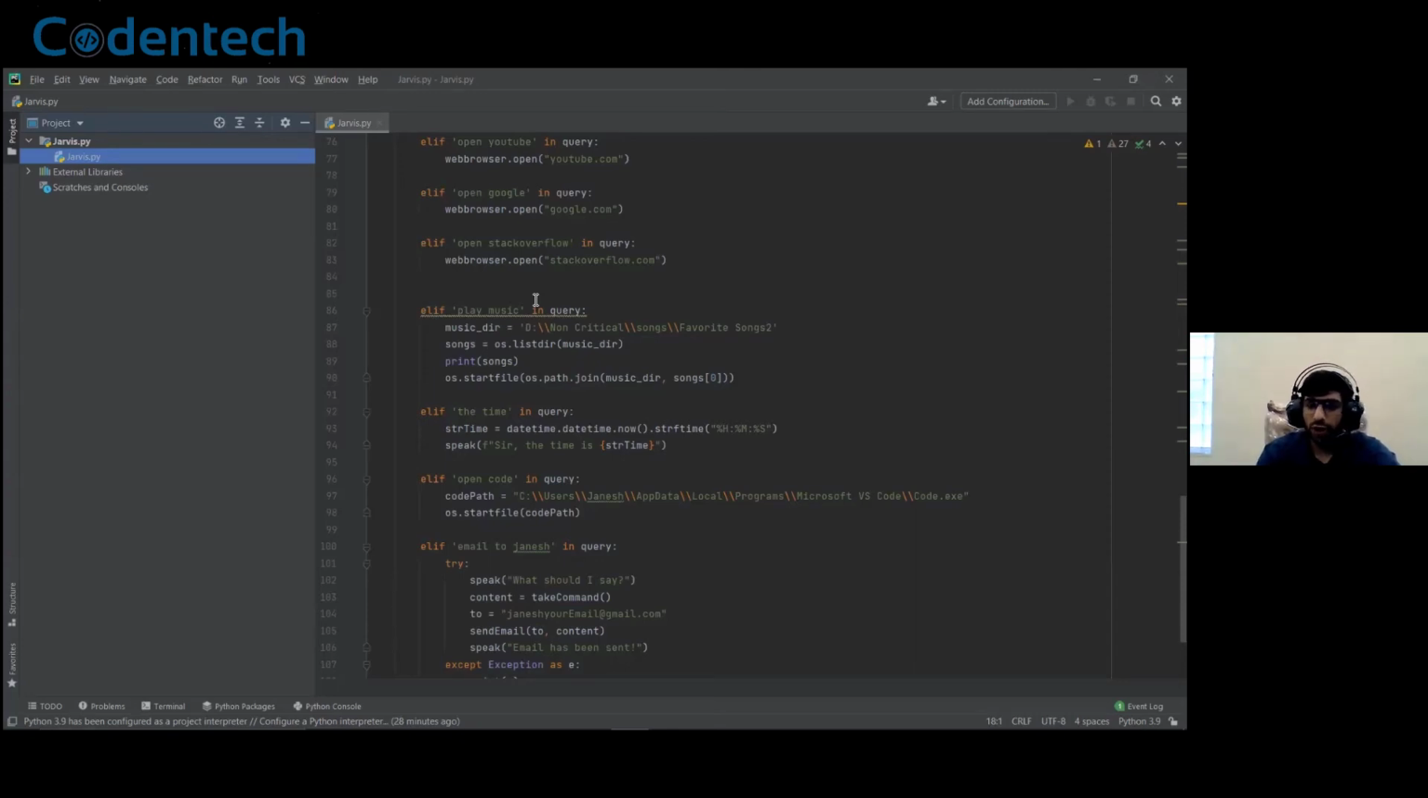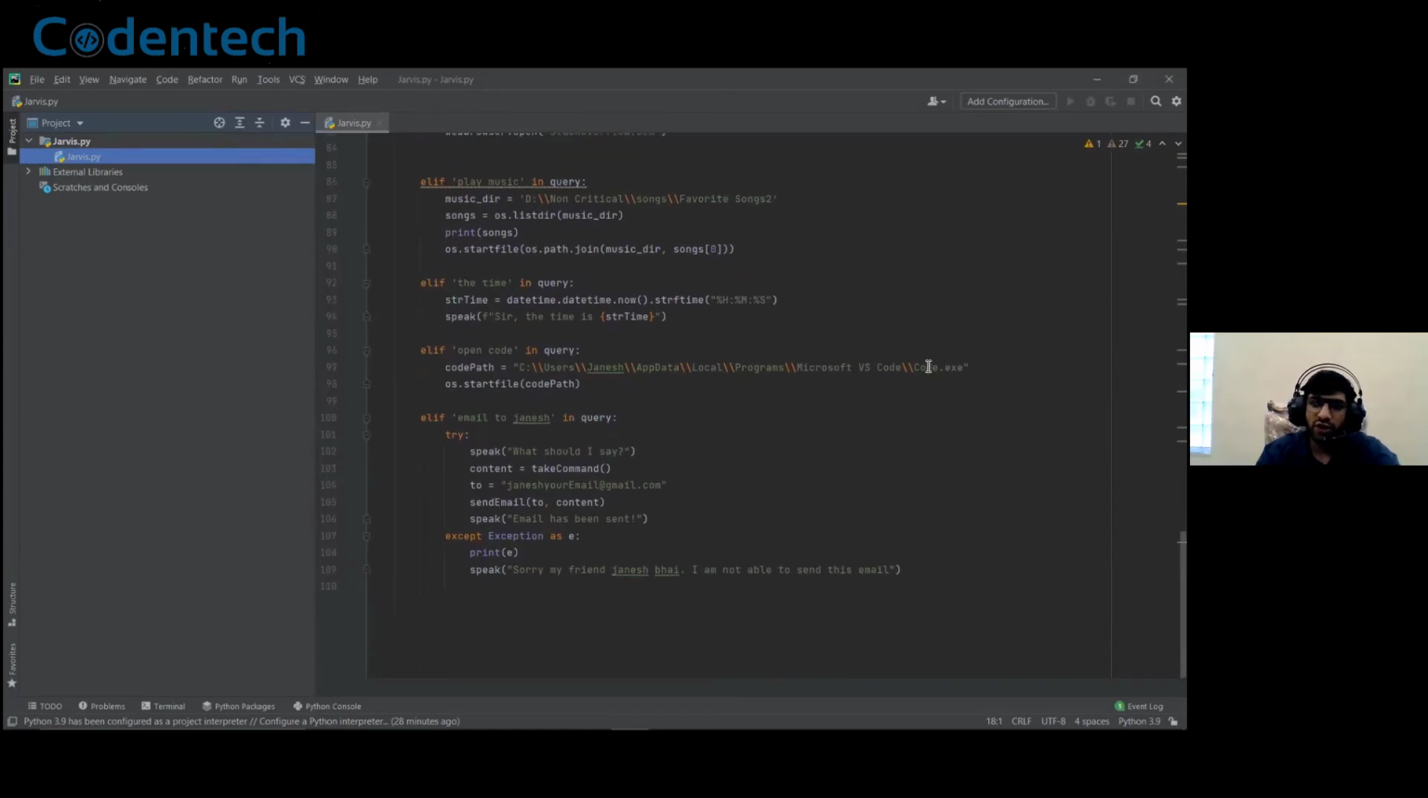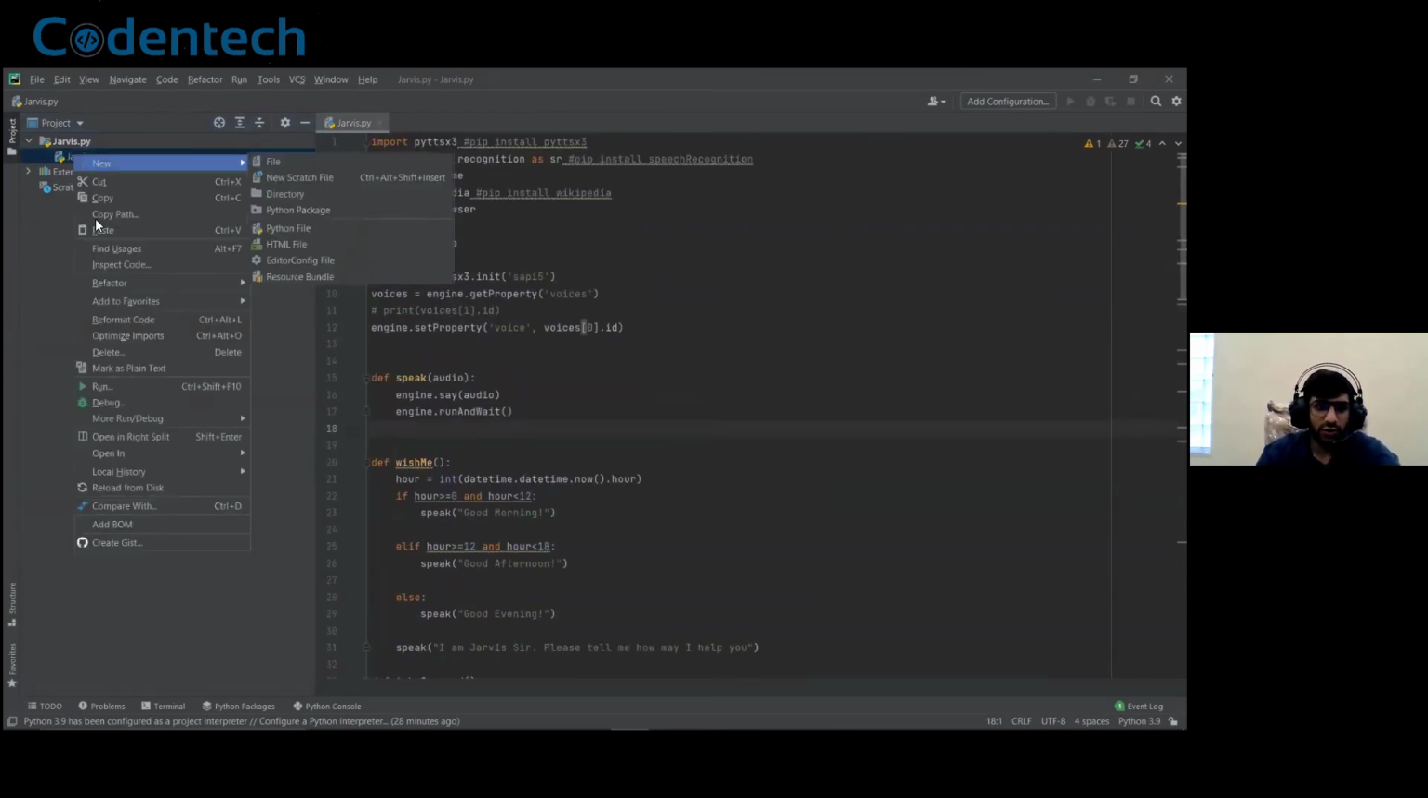If I want to play music, I can just give it the directory location from which it can locally play the music. I can ask it what is the time, I can ask it to open VS Code for me. And yeah, this is the small code that I have prepared for you guys, and let's just run it.